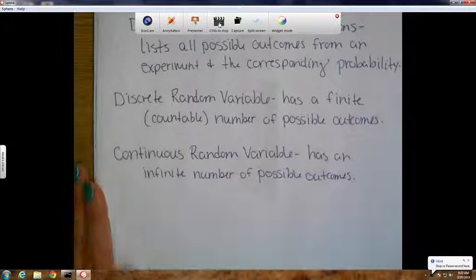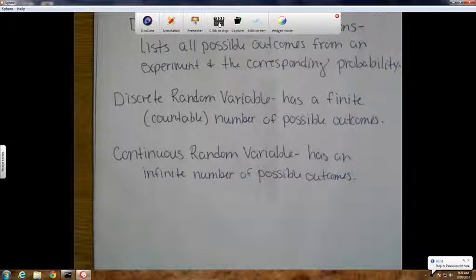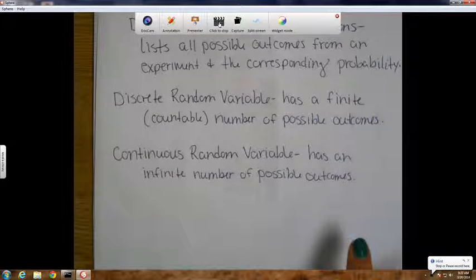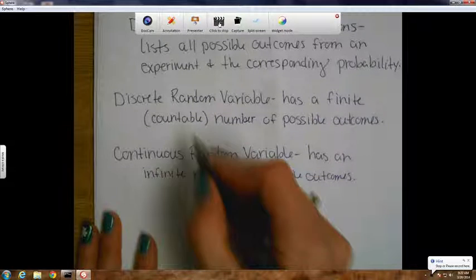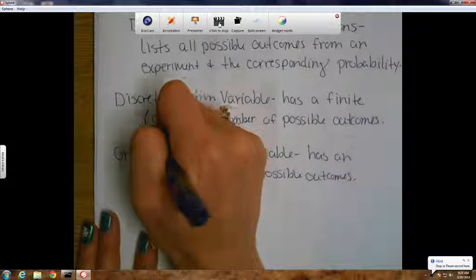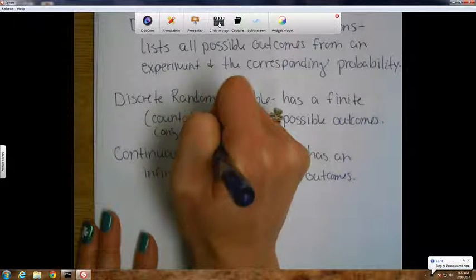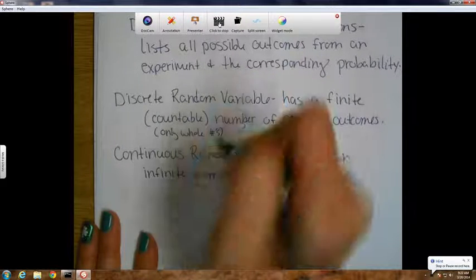The way I like to tell the difference between the two is for a discrete, you can only get a whole number for an outcome. Like whole number meaning no decimal. With continuous, you can get in between whole numbers. You can get, say, a 2.6 or a 1.7. So that's how I like to tell the difference. This only has whole numbers. This one can have decimals.